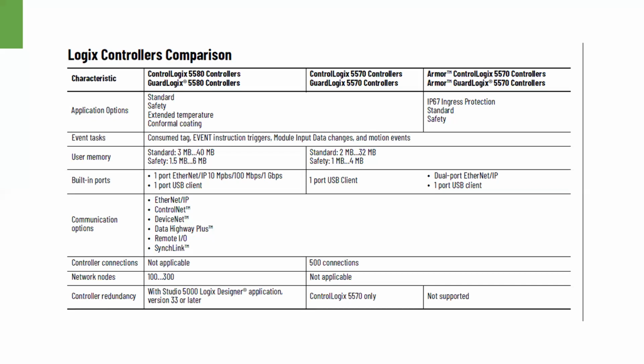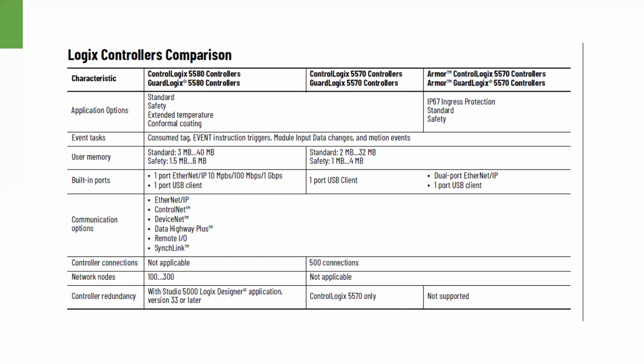Both the 5580 and 5570 do support redundancy now. So the L8 redundancy was kind of a development last year, and it requires version 33 in order to support redundancy in the L8. If you're doing the 5570 redundancy, then you can go back as far as version 20 as far as redundancy support. There's various versions that support redundancy.